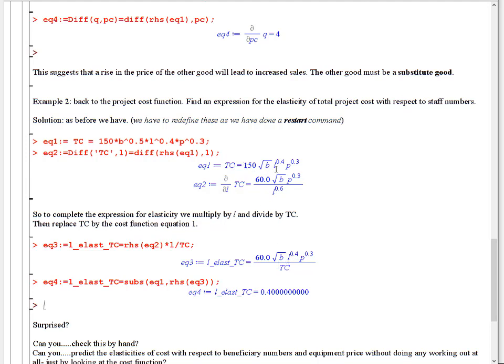So if you imagine all of this is written there. So P to the 0.3 is cancelling out with this. L to the 0.4 is cancelling out with L to the 0.4. This is cancelling out with this. So we're left with 60 divided by 150. Everything else is cancelled out. And 60 divided by 150 gives us 0.4, because 0.4 times 150 gives us 60. That's how we started. So we get back to exactly 0.4.